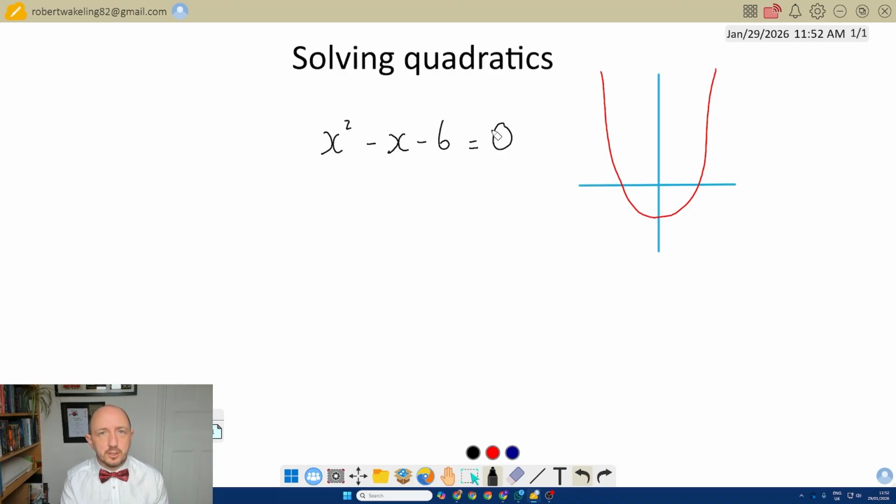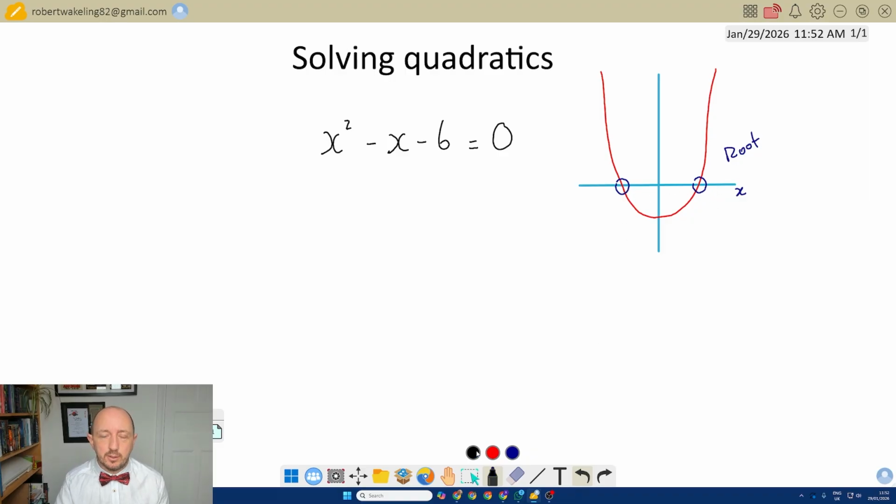And what we're doing in this process is we're actually finding, there's our quadratic graph in red, we're finding where the graph crosses the x-axis. So these two numbers here are called the solutions of the equation, or sometimes you might see the word root. Okay, so the solutions are these two x coordinates.